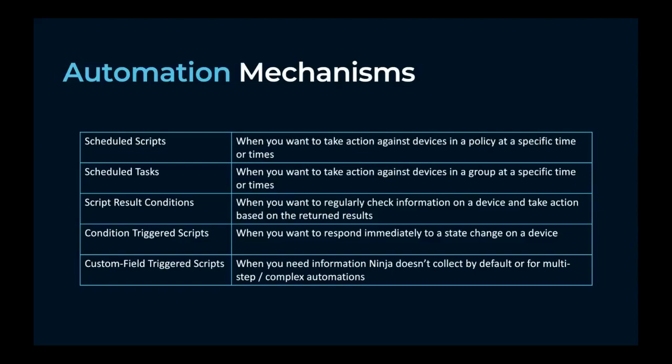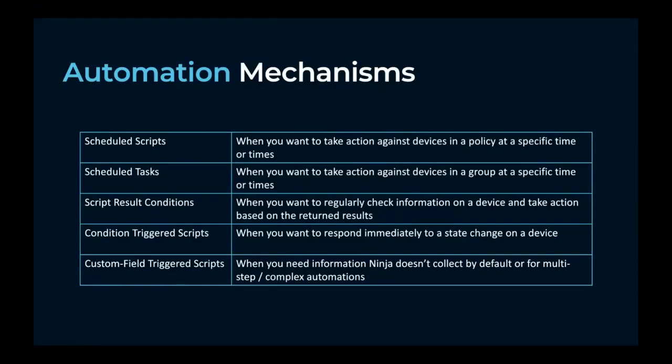Because Jeff went through so much, I do like to go through this slide after Jeff talks about automation, because this is a wrap up of the mechanisms for automation in Ninja. There are really 5 ways to automate things in Ninja. Scheduled scripts in our policies let you take action against a device in a policy at a specific time or times. In this case, you're only impacting devices in a policy. That's what sets it apart from scheduled tasks, which allow you to take actions against devices in a group at a specific time, regardless of policy. It's a great way to take regular action like maintenance or regular information collection or monitoring.